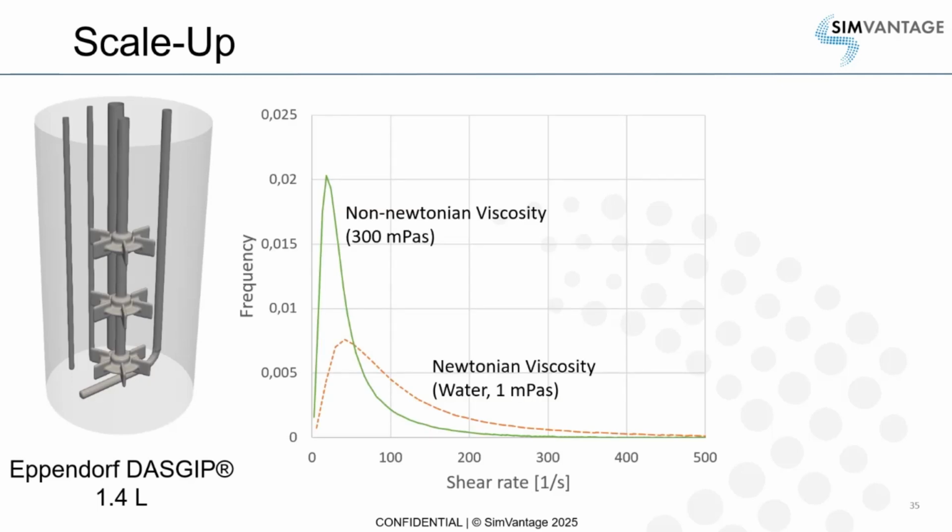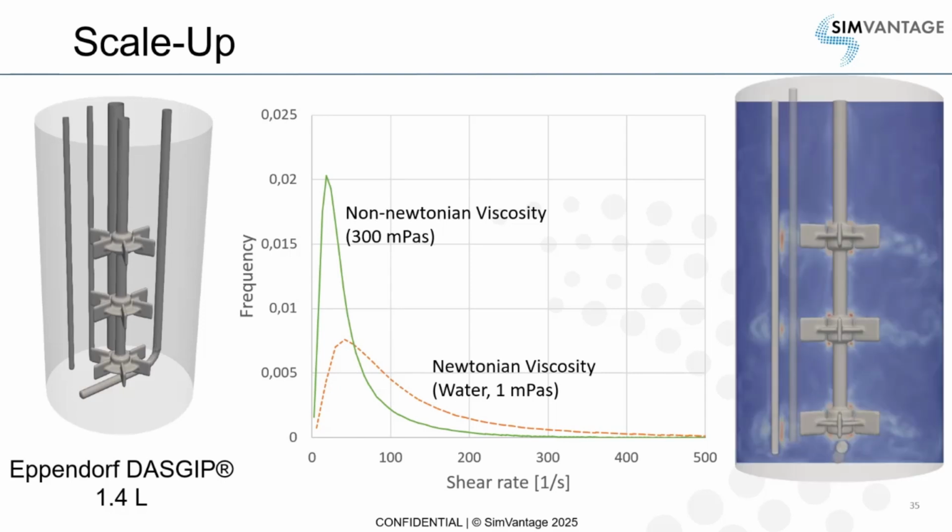We measure the shear rate distribution in the simulation software for Newtonian viscosity water or a non-Newtonian viscosity, shear-thinning liquid. We do that because oftentimes you start with a Newtonian viscosity with a low cell count, and then if you increase the cell count, you come to a non-Newtonian viscosity, which can then lead to a different shear rate distribution.